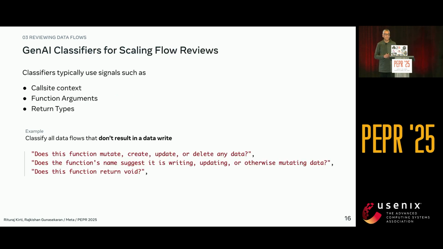So we can use, again, GenAI classifiers to understand the context of the code, analyze each specific function and signature, along with its code, to understand what type of data it is reading or modifying, and what type of data it is returning, and classify whether this function is actually returning any sensitive data or not.